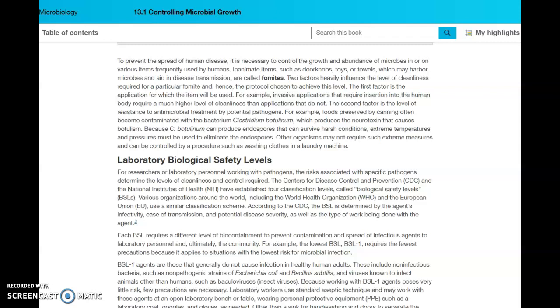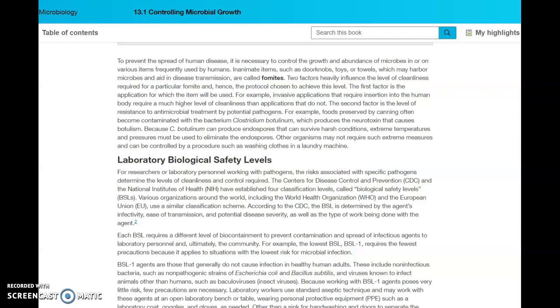The idea is that we need to control growth on all of these fomites so that we can cut down on the spread of disease from them. And there are two things that we look at for this. The first one is the application for which the item will be used. In other words, what are we going to use this fomite for? Is it a doorknob? Is it something that's outside of the body? Or is it something that's going to go inside the body, like a catheter?